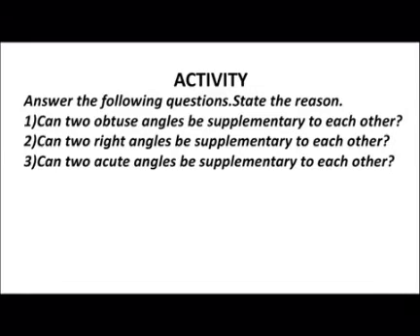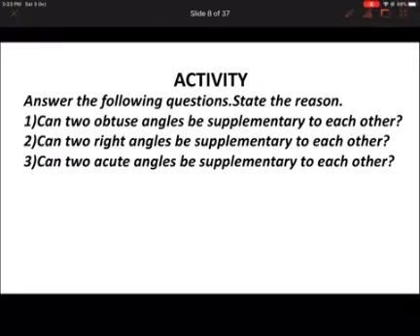Two obtuse angles. So, first of all, make sure that you know the definition of supplementary angles. What is the definition? Together, the angles should add up to 180 degrees only. Is it not? So, two obtuse angles means greater than 90. So, already one is greater than 90 and you have one more greater than 90.